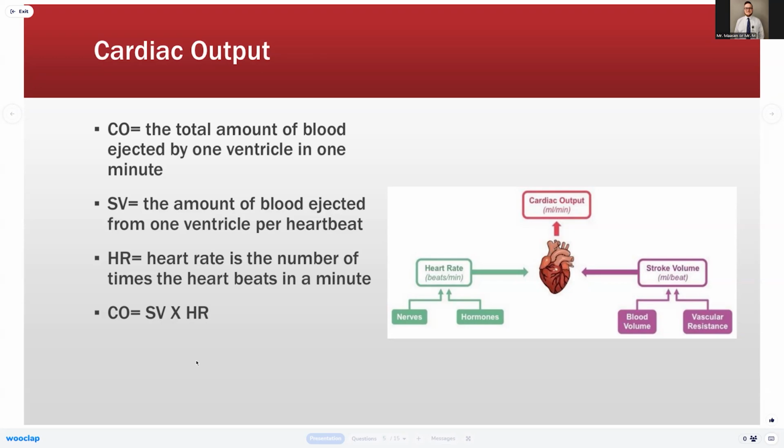Stroke volume, SV, is the amount of blood ejected from one ventricle per each heartbeat. And then heart rate, of course, is how many times our heart beats in a minute, which could be affected by our hormones and our nervous system. The cardiac output formula is basically taking that stroke volume, the amount of blood ejected from the ventricle with each heartbeat, which is around 50 to 100 milliliters depending on the person, and our heart rate range should be 60 beats per minute to 100. Taking the stroke volume multiplied by the heart rate will give you cardiac output.